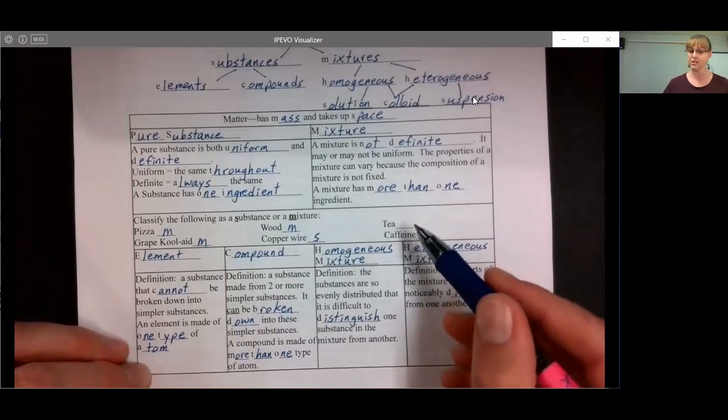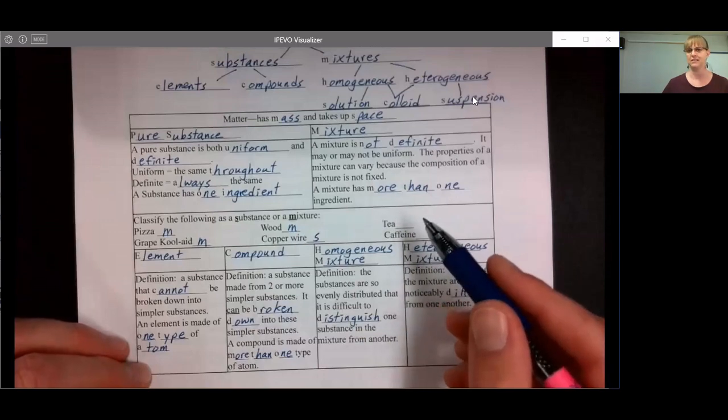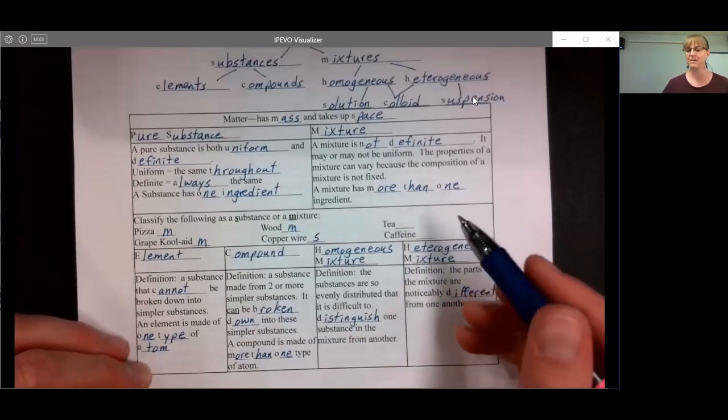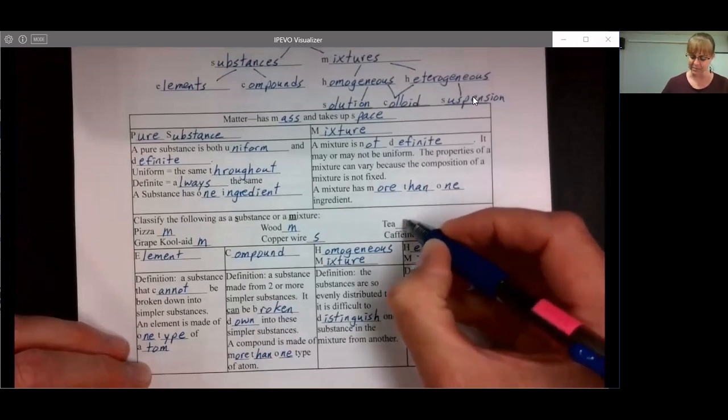Tea depends on who makes it, right? It can be different. It can be sweet, unsweet. Well, not in the South. In the South, it's always sweet, but it can be different depending on who makes it. And so that would be a mixture.